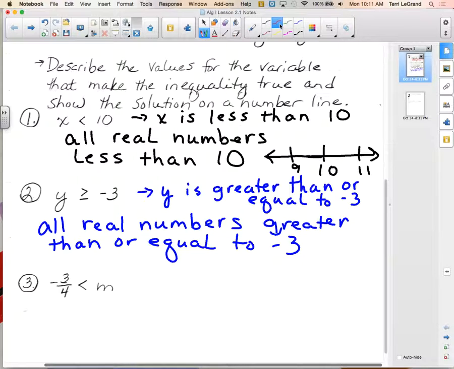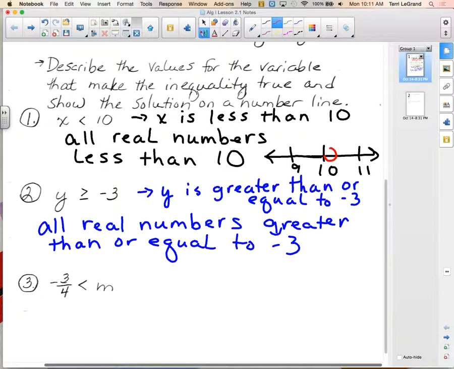Go to 9.99. How are we going to go to 9.9999? Get really close to 10, but don't get there yet. How are we going to show that 10 is not included? Brenda? You draw an empty circle there.